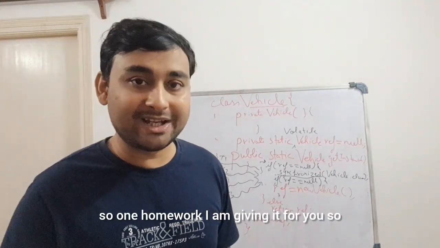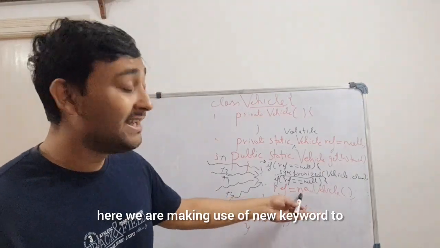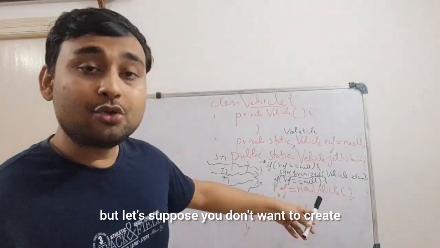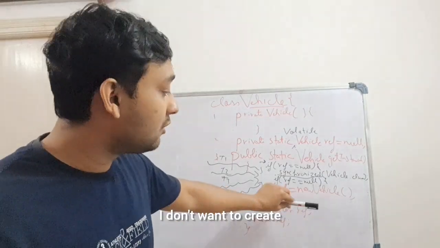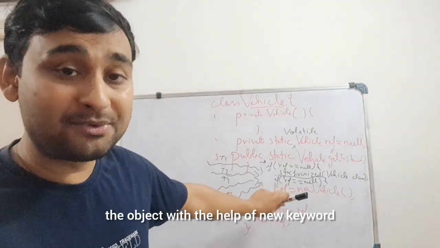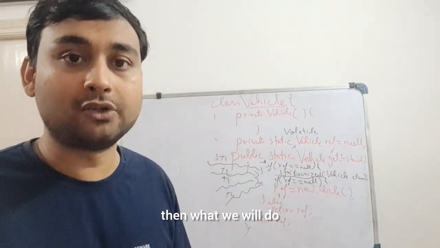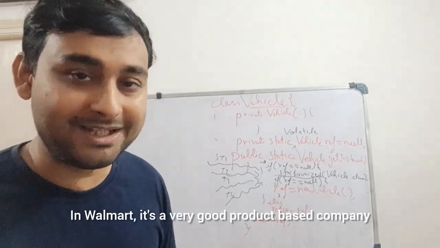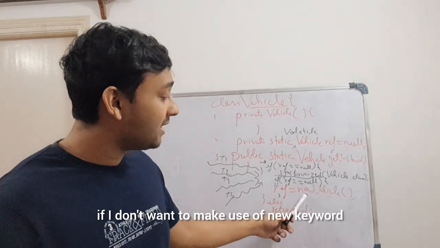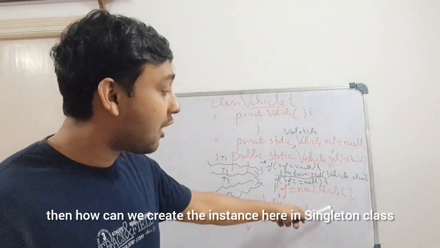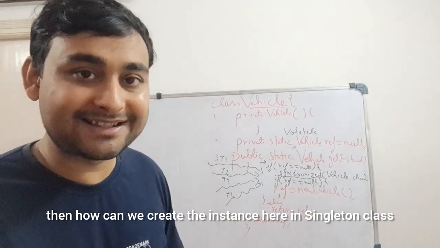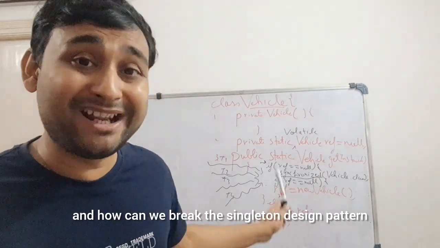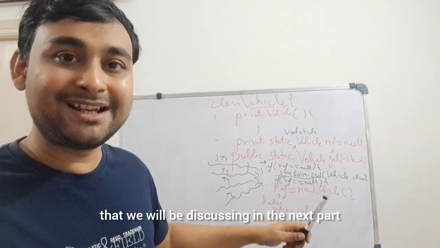One homework I am giving you. Here we are making use of the new keyword to create the instance. But suppose the interviewer tells you, I don't want to create the object with the help of the new keyword. Then what will we do? They can ask you this. It was asked in Walmart, a very good product based company. They ask, if I don't want to make use of the new keyword, then how can we create the instance in a Singleton class? So just think of it. I will come up with a new video on this and on how we can break the Singleton design pattern. That we will discuss in the next part.